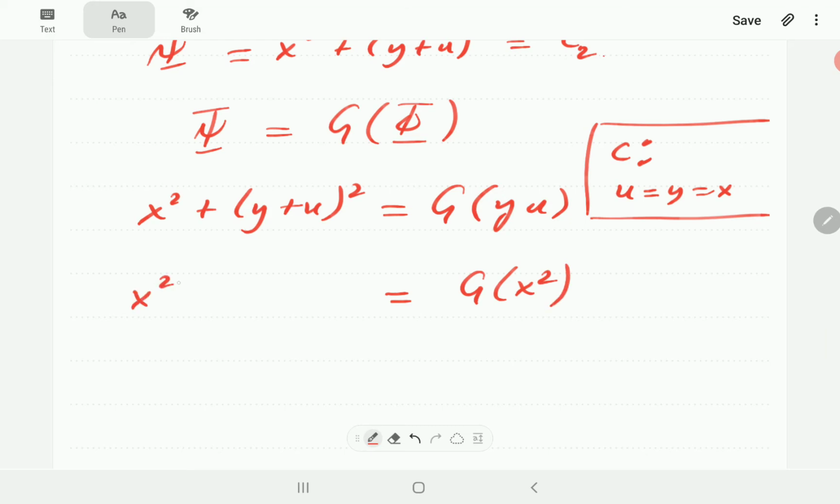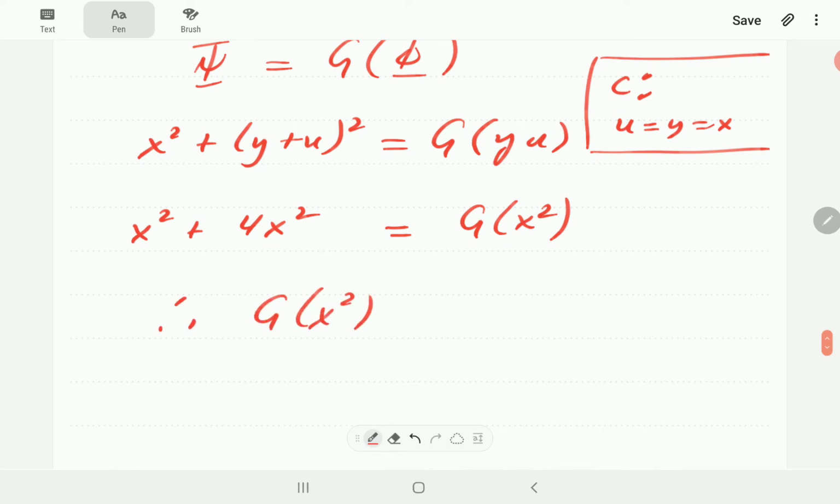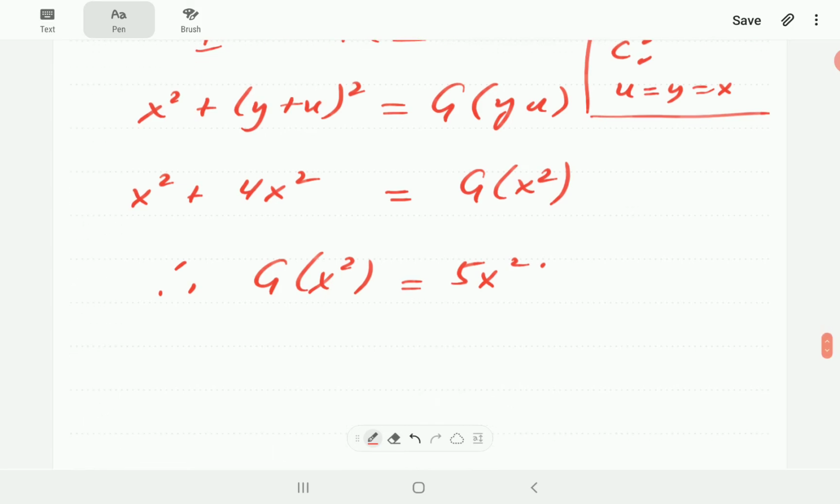Here we're going to have x squared plus 2x all squared. So that's going to be 4x squared. So this thing is telling us that g of x squared is going to be 5x squared. So we've got the functional form of g. So then we can rewrite that.